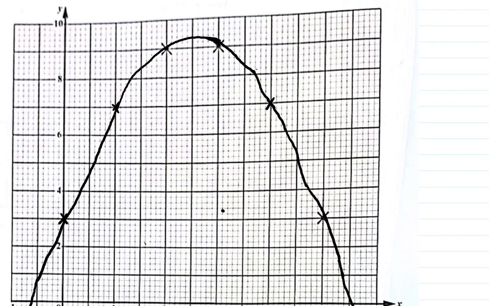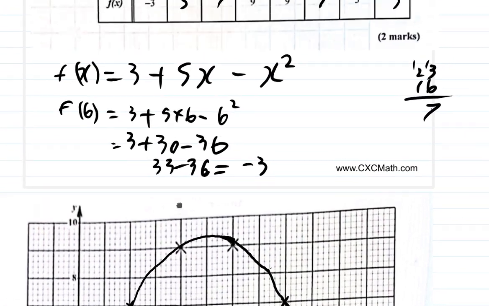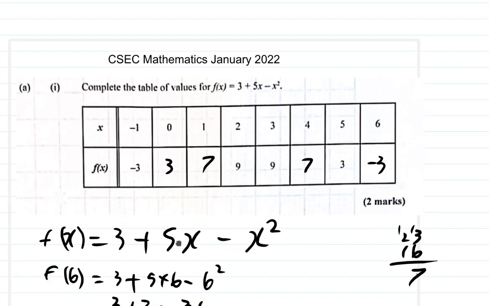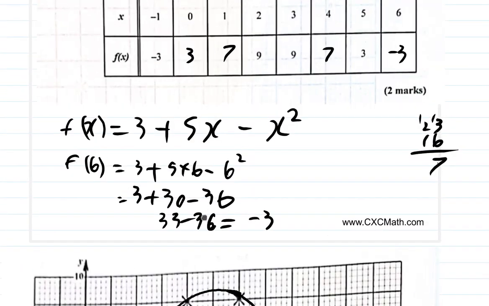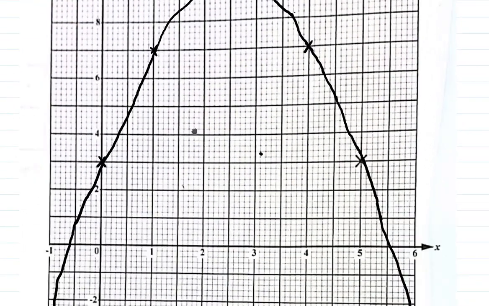Right here is a bit zigzaggy. Let me see if I can make it a bit more straight. Alright, anyway, the next thing they said to do is, oh, and by the way, you should label your graph. What was it again? 3 plus 5x minus x squared.